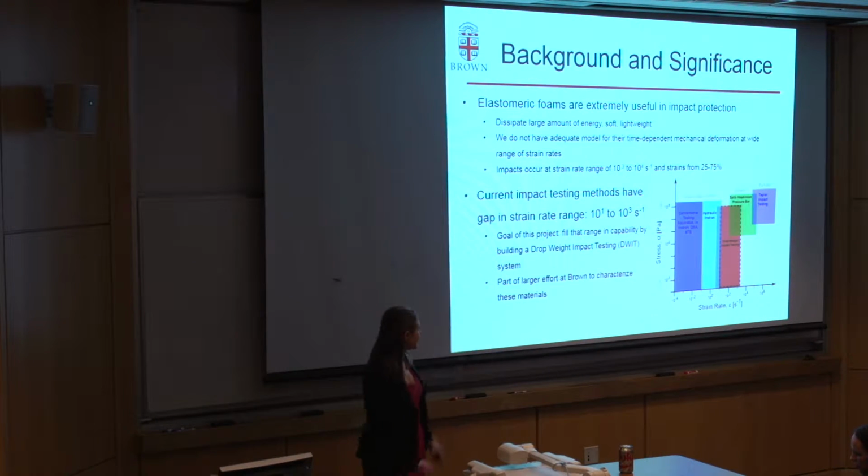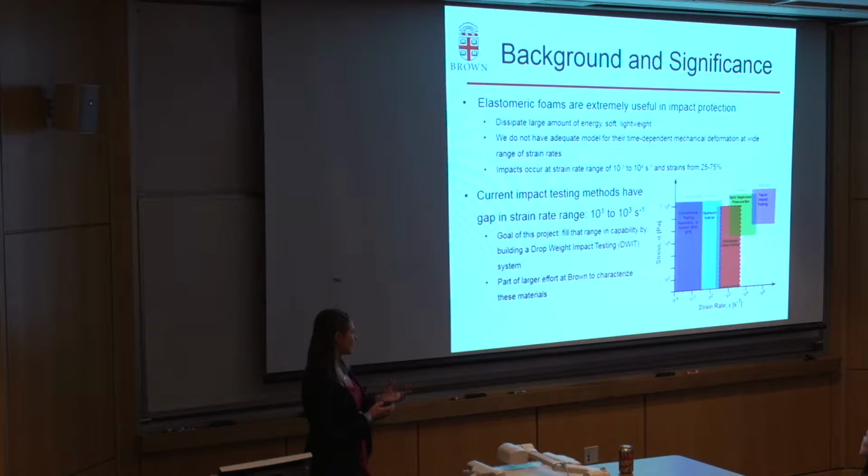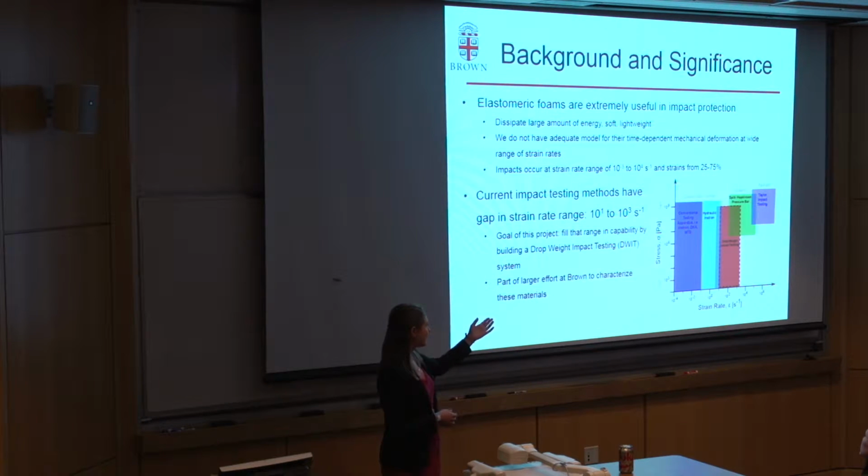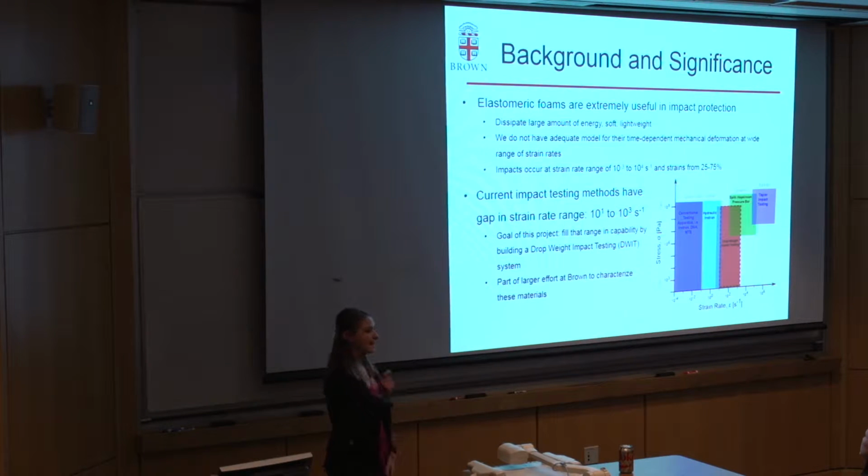So as shown in the diagram on the right, there are certain impact testing methods for certain ranges of strain rates. But before my system, there was a gap in strain rate capabilities. So the red box represents the drop weight impact testing system, and that fills a gap in capabilities between 10 to the first to 10 to the third 1/seconds. So this will allow researchers to characterize these materials at the complete range of strain rates.